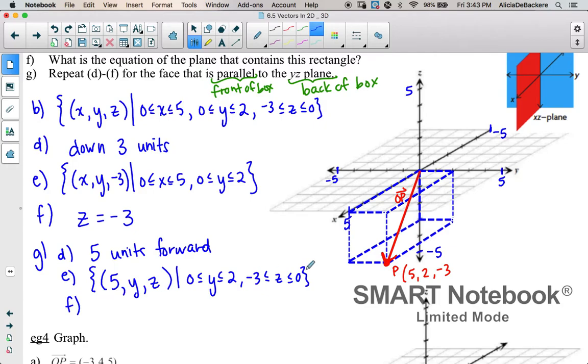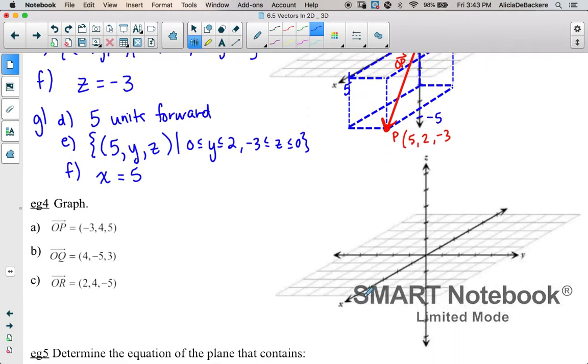All right, part F asks for the equation of that plane. I took the YZ plane and slid it forward 5 units, and imagine that plane extends. The front of the box just keeps spreading up, down, left, and right. All of the points on that plane would have the same x value, which is 5. There's no rule for the y value, which could be any number from -infinity to +infinity, and no rule for z, which could also be anything from -infinity to +infinity.